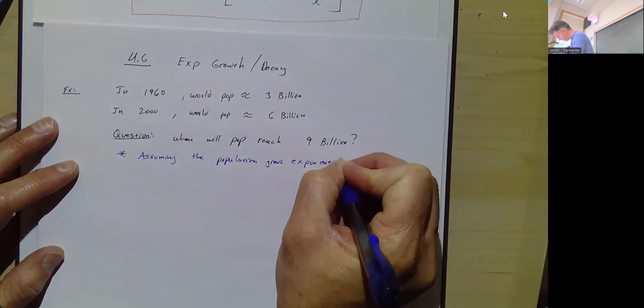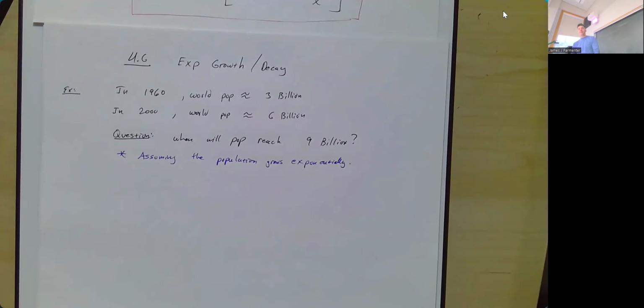I'll just point out here, the answer is not going to be 2040. It's not that the population increases by 3 billion every 40 years. It's that the population doubles every 40 years. So when you're thinking about how exponential growth or exponential decay works, every same interval of time, the population multiplies by the same amount. Not increases by the same amount, multiplies by the same amount.